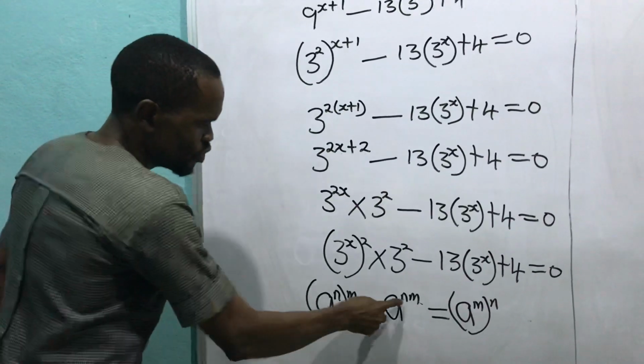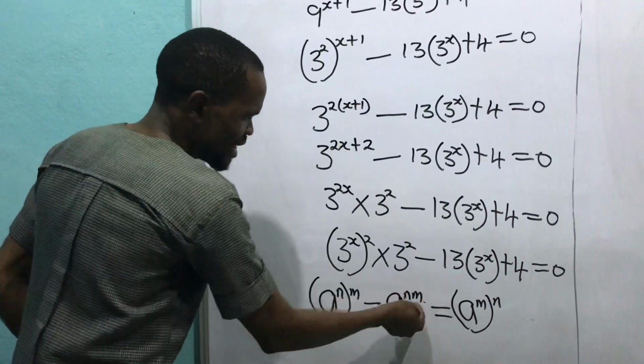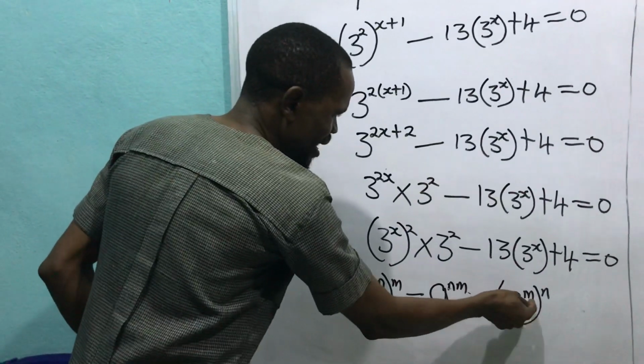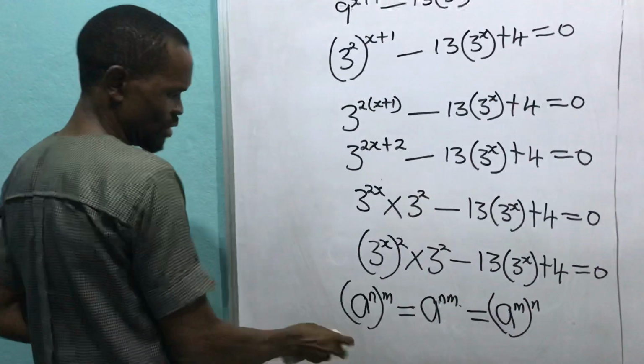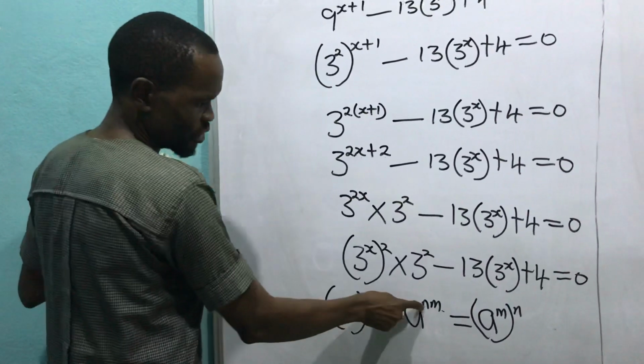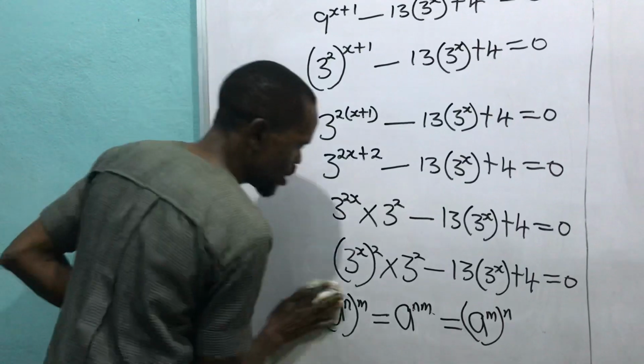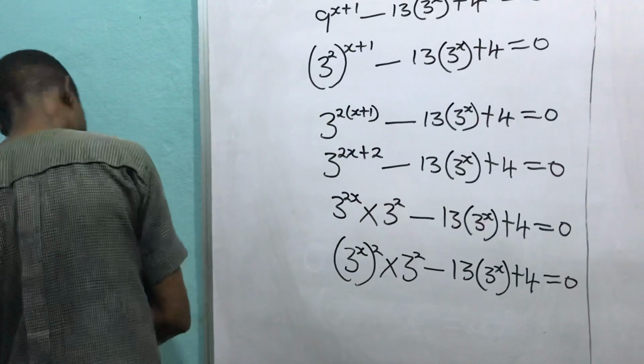2x can be expressed as a raised to power x, all raised to power 2. That's what it is here. In this case, 2 is n and x is m. Then you come in and raise it to power 2. Then can we move ahead?